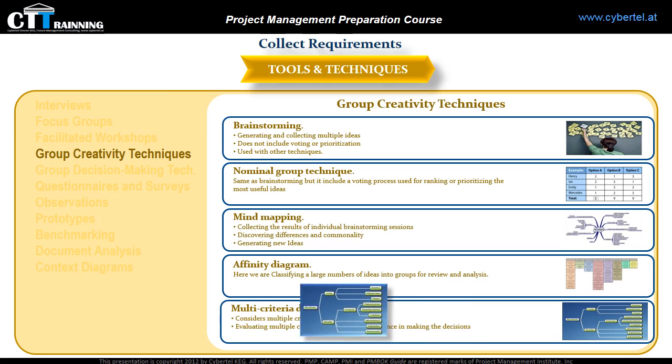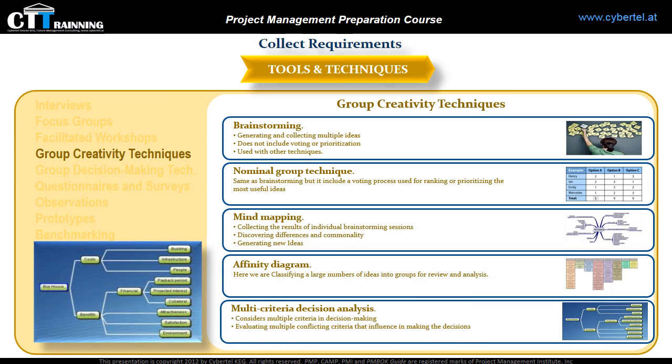Multi-criteria decision analysis. A technique that considers multiple criteria in decision making, by evaluating multiple conflicting criteria that influence the making of decisions. For example, when purchasing a car, criteria such as cost, comfort, safety, and fuel economy are the main criteria to be considered. That means it is unusual to buy the cheapest car and have the most comfort and safety.